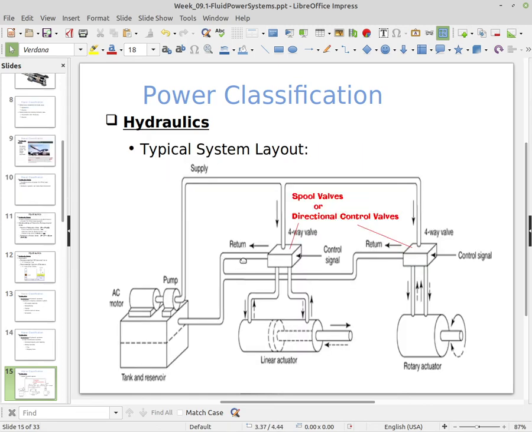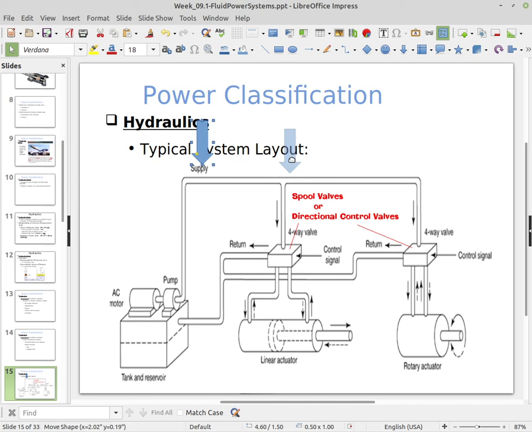Alright, so here's just a typical layout of a system. On the left we have our pump. Over here we have an electric motor driving a pump to generate the pressure. We have the oil coming from a tank. Underneath the pump is our tank, and so we're pumping this out.